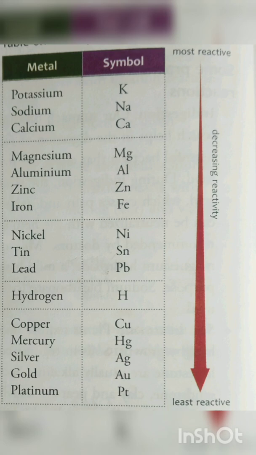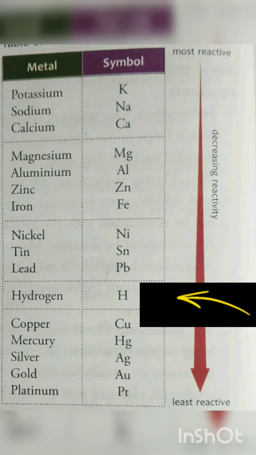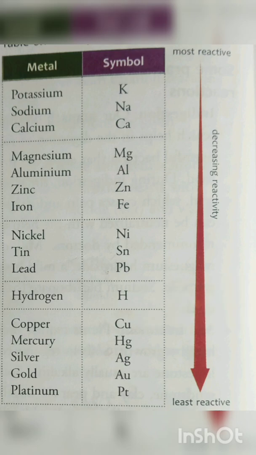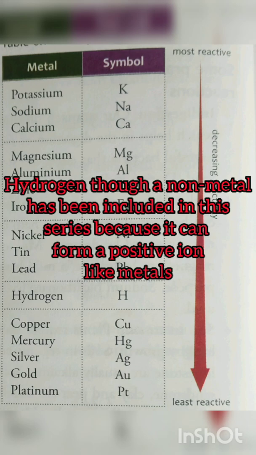Now, if you look carefully, you will see that hydrogen is also there. We all know hydrogen is a non-metal, but why is hydrogen placed in this series? Hydrogen, though a non-metal, has been included in this series because it forms a positive ion. All metals form positive ions, and hydrogen, though it is a non-metal, also forms a positive ion, and hence it is placed in this activity series.